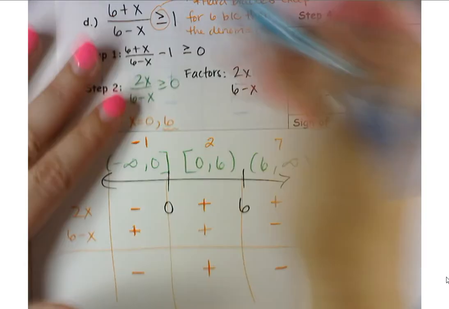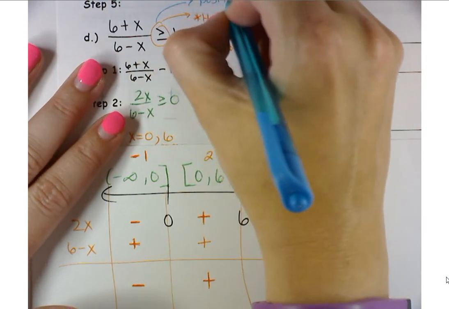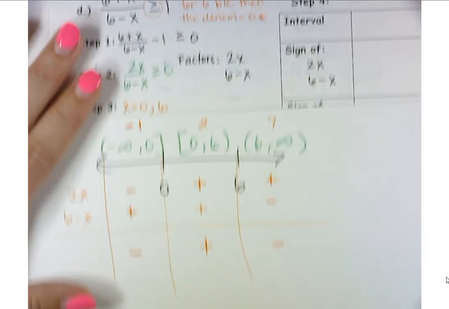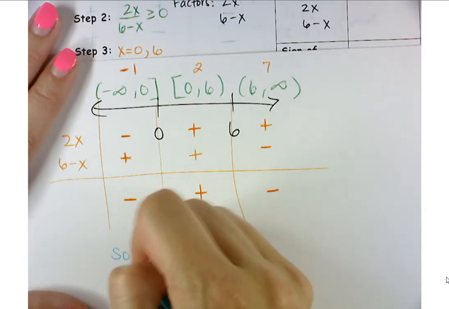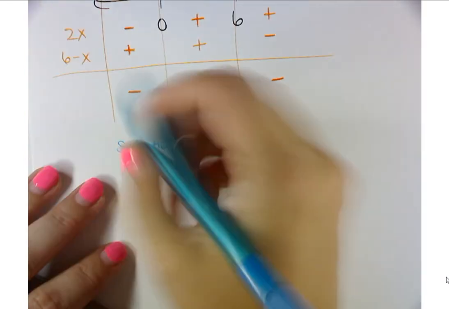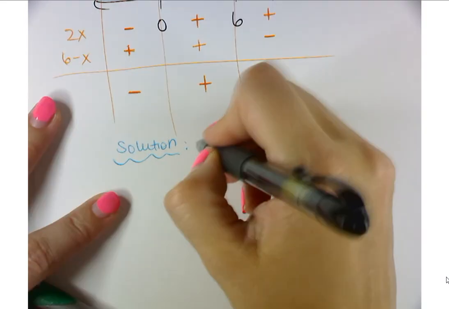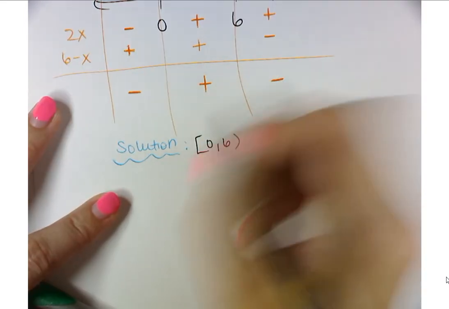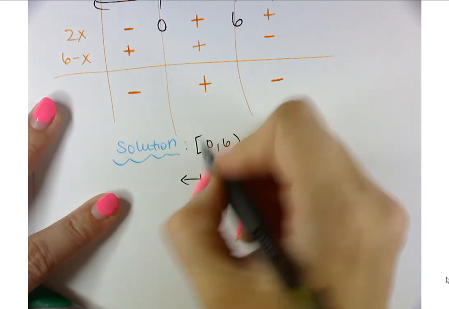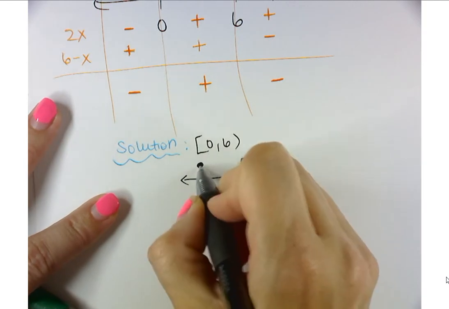So we did have more positives than negatives today, but again, remember, it all depends on the sign. So because this is greater than or equal to 0, you're looking for the positive intervals, or interval. So then your solution is going to be 0 to 6. You will have a closed circle at 0. You will have an open circle at 6, and you will connect those together.